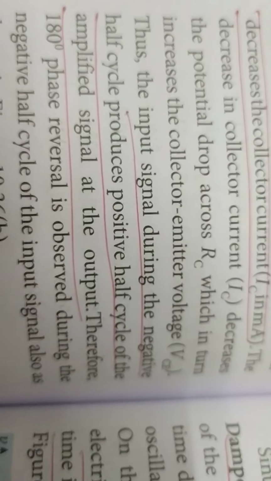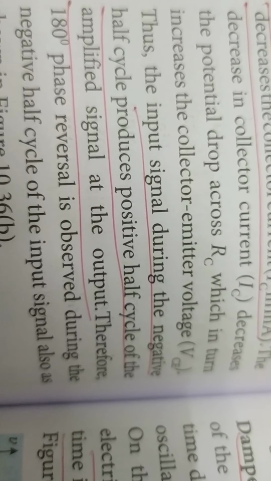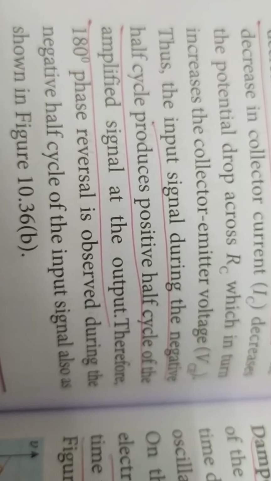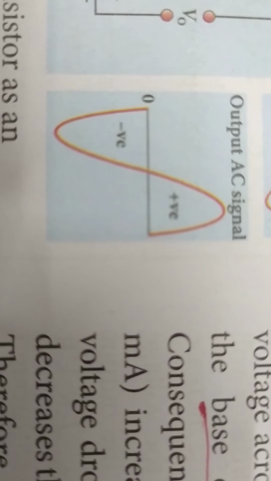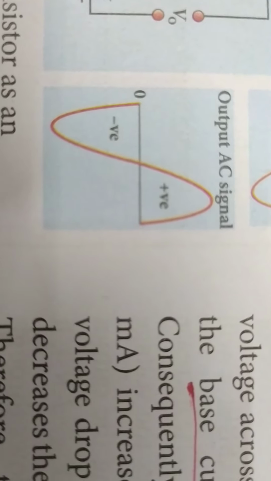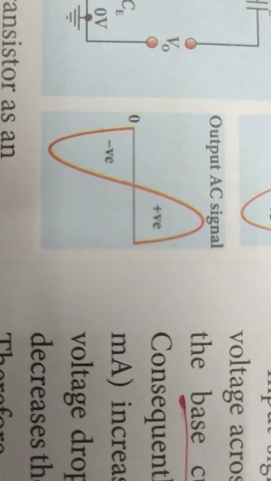So here, as usual, the input signal during the negative half cycle produces a positive half cycle of the amplified signal at the output, and there is a phase reversal of 180 degrees. So this is a very weak signal that we are giving, and the transistor will give the amplified signal like this, but there is a phase reversal of 180 degrees. So in this way the transistor works as an amplifier.